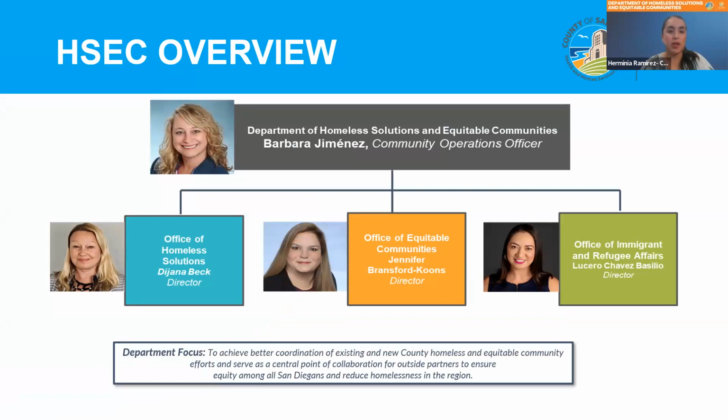So a little bit about our department. We have 3 offices that form the Department of Homeless Solutions and Equitable Communities. And that department is led by Barbara Jimenez, who's our Community Operations Officer. And then we have our Office of Homeless Solutions, our Office of Equitable Communities, and our Office of Immigrant and Refugee Affairs. And these 3 offices exist to achieve better coordination of existing county homeless and equitable community efforts and serve as a central point of contact and collaboration for outside partners to ensure equity among San Diegans, to reduce homelessness in the region, but also to work on advancing equity. And all 3 offices together drive equity, which is why ACP promotion fits so well into our department's mission and the work that we're doing within our department.